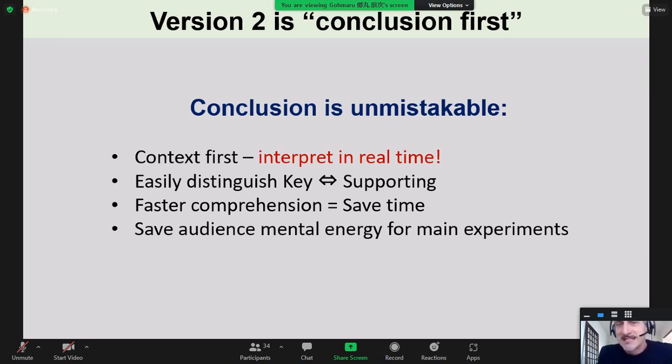So here's an idea: saving time and saving mental energy for later, because in almost all presentations, your key results, your most important experiments usually come at the end of the presentation. And the experiments that come at the beginning are often preparing us to listen to and comprehend the significance and importance of those important experiments at the end. That's not always the same structure, but very often.